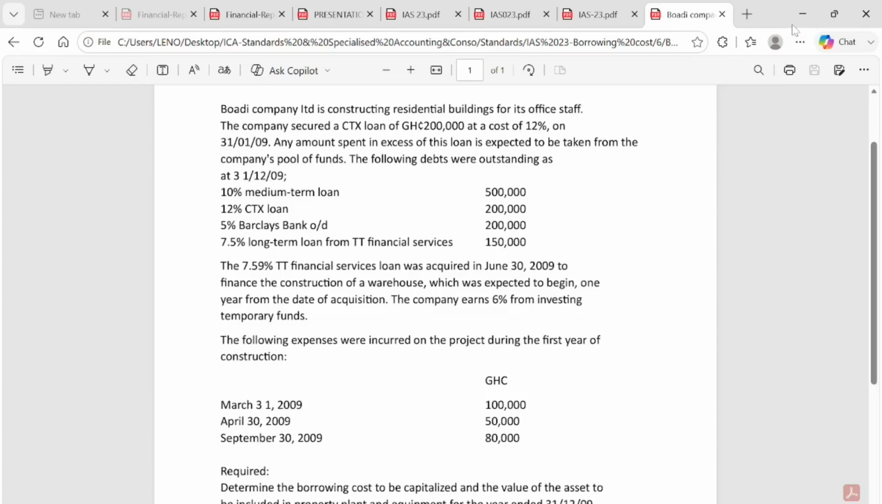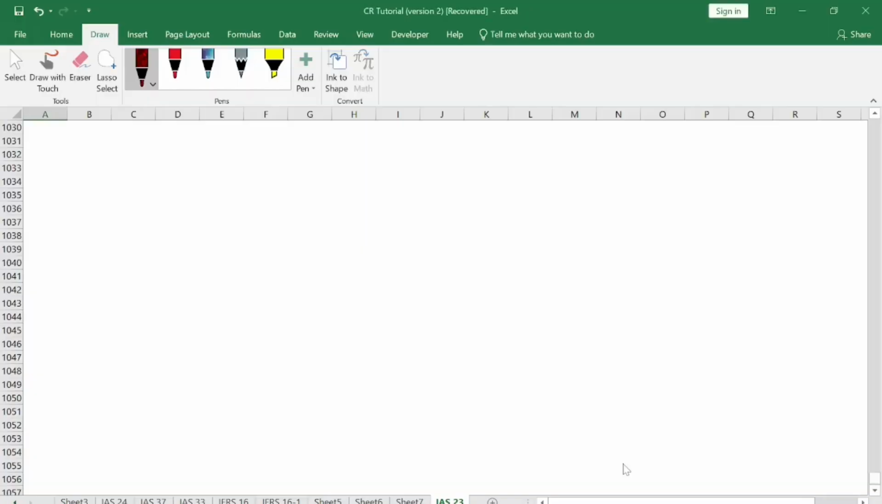So that is the question here. How do we go about it? When you look at this question, it has a component of specific borrowing cost, and then we have general borrowing cost. So how do we deal with this matter? What is the company name? The company name is Body Limited. So let's look at it. In the question, they said that.